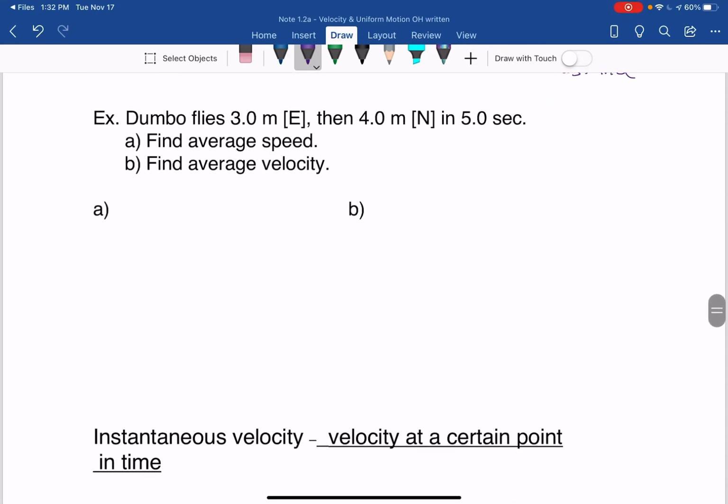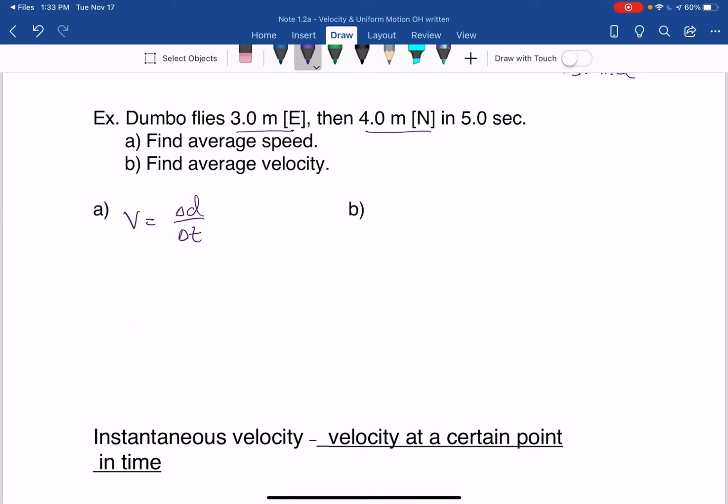So I've got a quick example here for you. This is the elephant Dumbo. I think I came up with this after seeing that cheesy movie. The elephant flies 3 meters east, then 4 meters north in 5 seconds. Find the average speed. What we just said above was average speed is distance over time, or change in distance over time. Which means, first of all, we've got to find the distance.